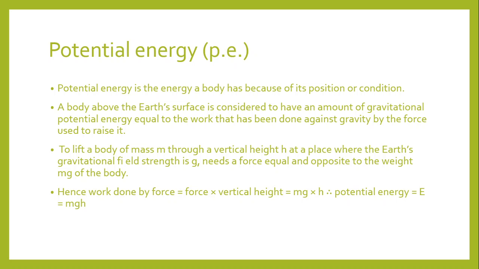Hence, work done by force is equal to force multiplied by the vertical height. As we have discussed before, work is equal to force multiplied by the distance that the object has traveled in the direction of force because of that force. So we are basically going to equate the work done against gravity to the gravitational potential energy an object can possess. So mg multiplied by h gives us mgh.